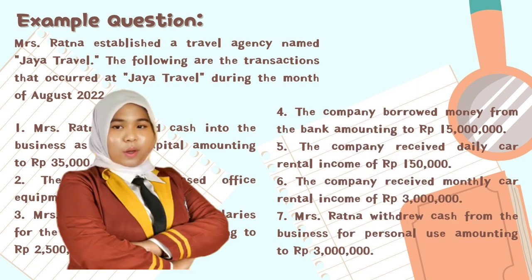4. The company borrowed money from the bank amounting to 15 million Indonesian rupiah. 5. The company received daily car rental income of 150,000 Indonesian rupiah. 6. The company received monthly car rental income of 3 million Indonesian rupiah. 7. Mrs. Ratna withdrew cash from the business for personal use amounting to 3 million Indonesian rupiah.